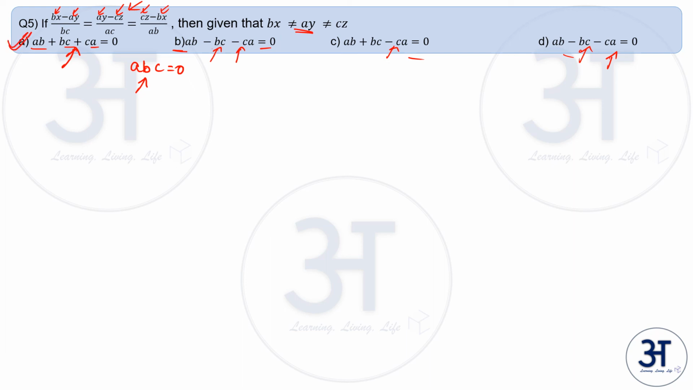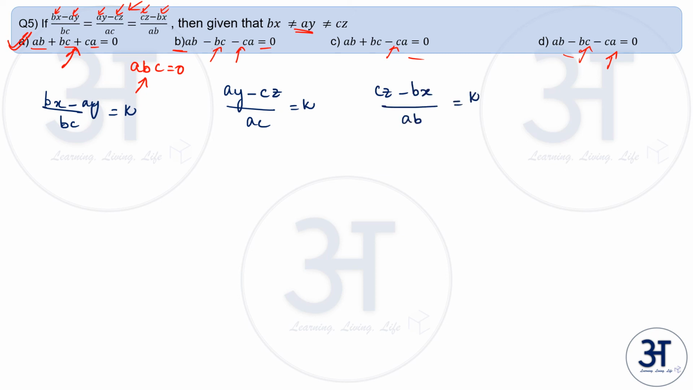But let us also solve from first principles. So let me equate bx minus ay by bc is equal to k. In that case, ay minus cz by ac will also be equal to k, and cz minus bx by ab will also be equal to k. So now what you need to find is ab plus bc plus ca. So let us find ab plus bc plus ca.